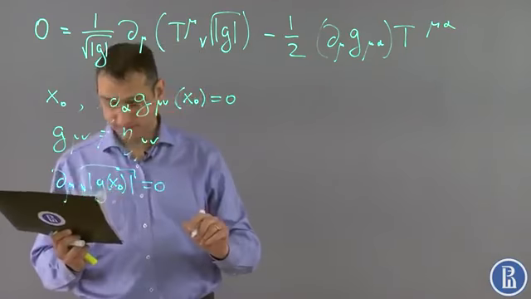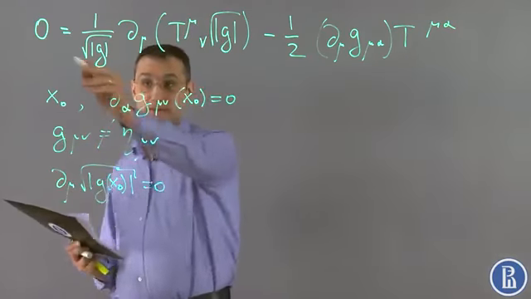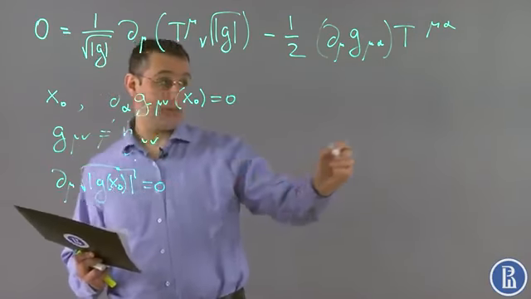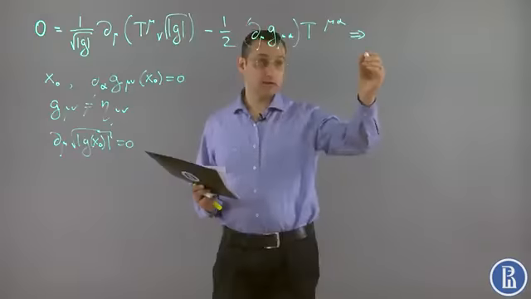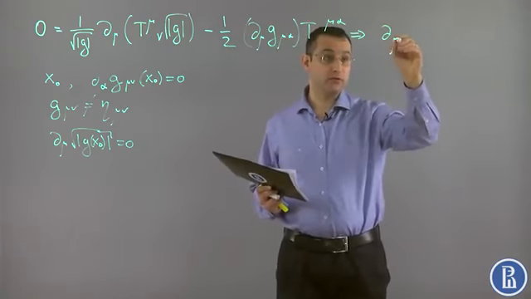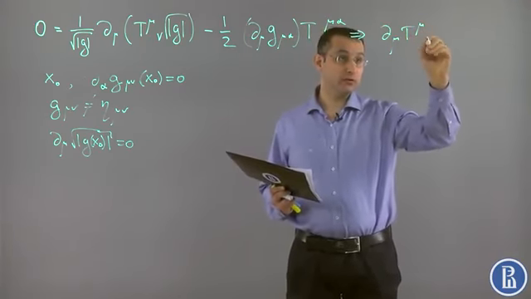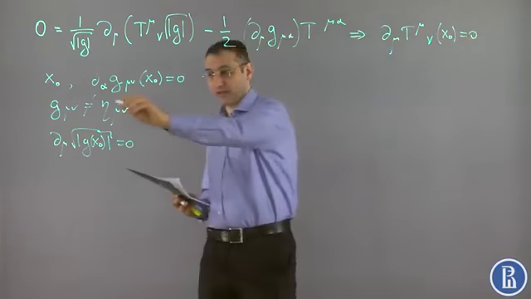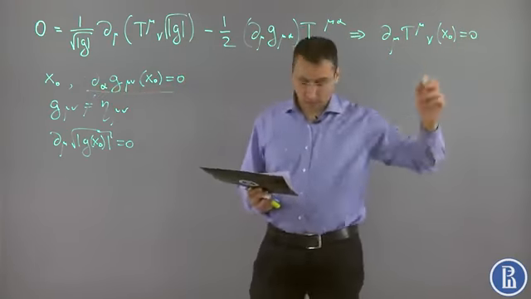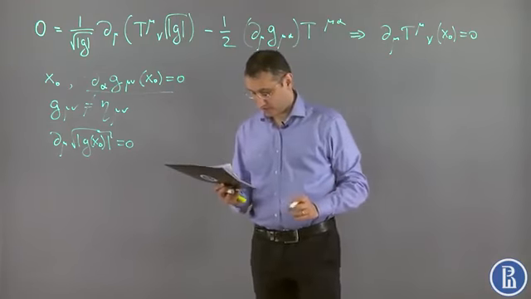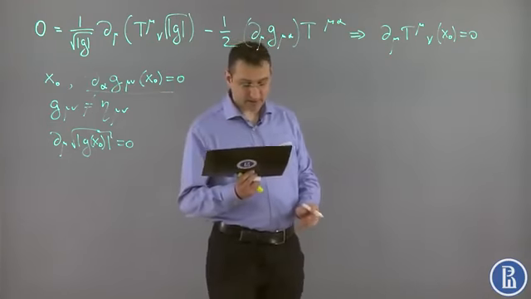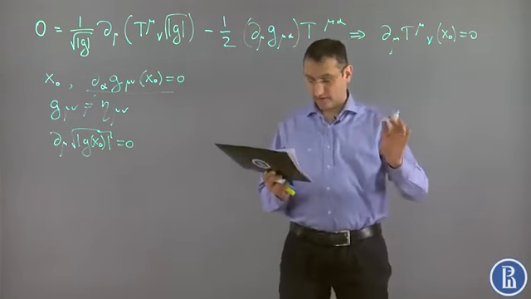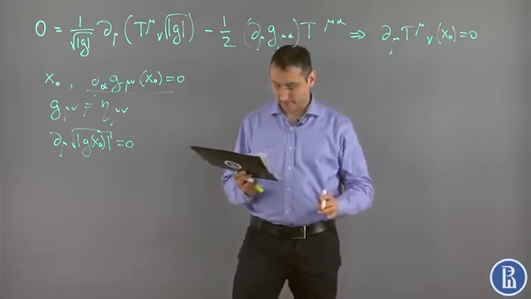It's important. As a result from this equation, because this is true, we obtain that at this point ∂_μ T^{μν}(x0) is equal to zero. So in this particular frame, in this particular point, we have this relation. Now let us see how this relation changes in an arbitrary reference system.